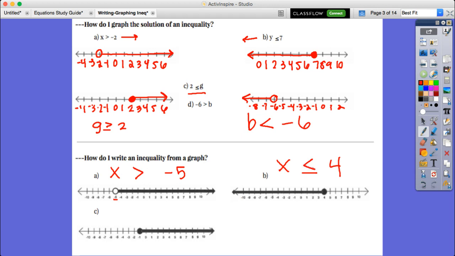Now, let's look at C. We're always going to write our variable first and then our number. This is a closed circle, so it's going to have the line under it. This is going in the direction of all numbers greater than or equal to -1.